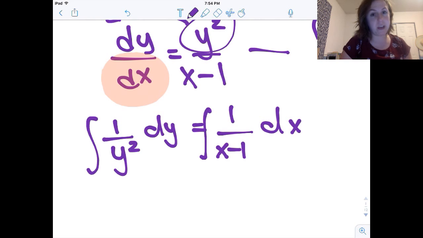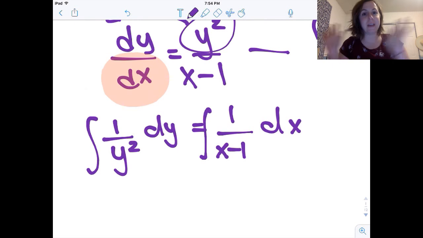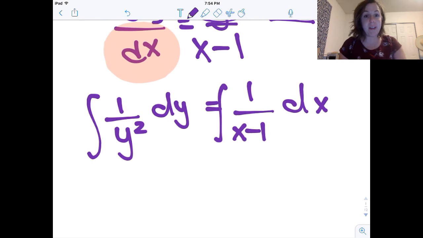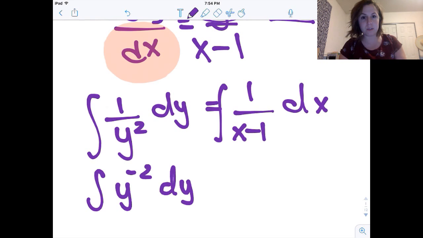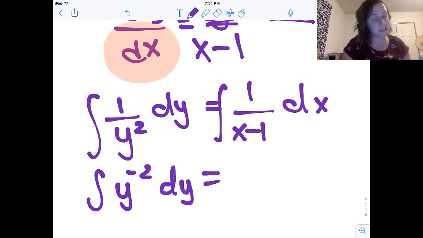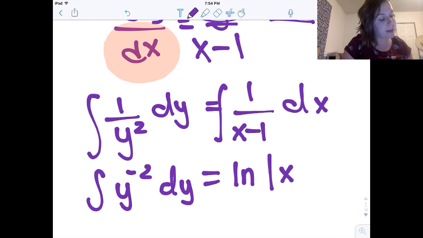And be very careful with this. Make sure when you integrate that you're not just being ln happy. I'm only doing ln if I have 1 over something to the first power. So on this one in particular, this is really the integral of y to the negative second dy, not to the negative first, right? Now this one on this side, on the right side, that is 1 over x minus 1 to the first. So that is ln of absolute value x minus 1 plus c.